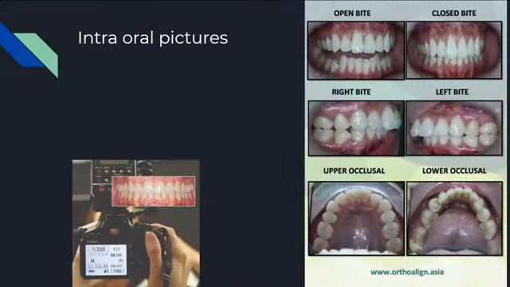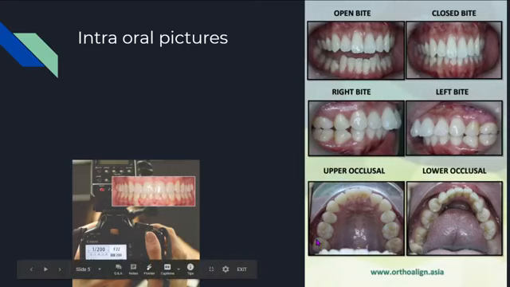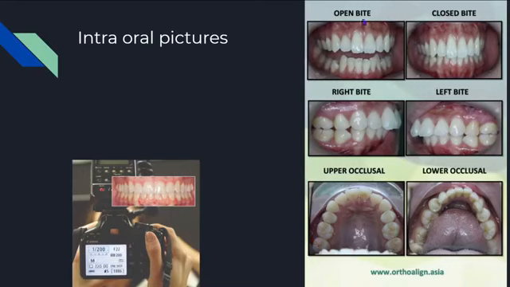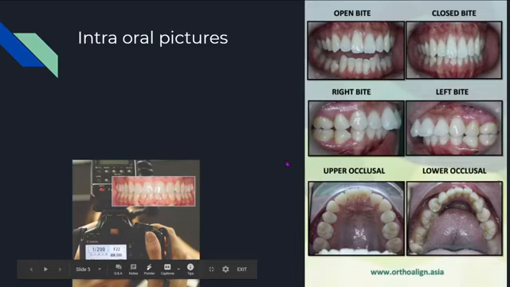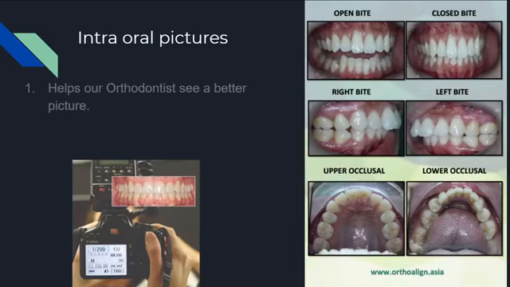Then the next thing that we have is the intraoral pictures. Just like I explained earlier, we are definitely going to need a picture of an open bite, a closed bite, a right bite, left bite, upper occlusal and lower occlusal. These need to be taken with your dental mirror in order to capture them. We always want to make sure that you use a high quality camera and get a high quality picture of the patient.